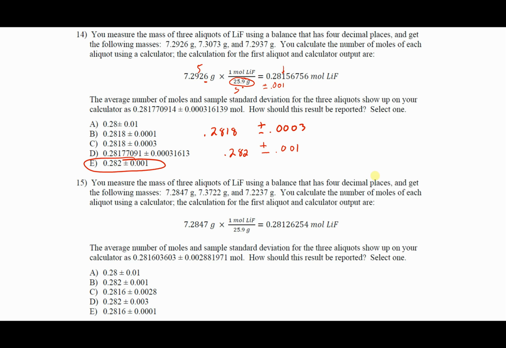You measure the mass of 3 aliquots using this balance, 4 decimal places. You calculate everything very much the same as above. Here you have a new average and standard deviation. Rule 1, plus or minus 0.00, rounded up to 3, so keep 1. Then 0.282 to match. Rule 3, where's my error? 5 sig figs times 3 puts it in the 3rd decimal place, so 0.001. So if 0.001 is my error and my standard deviation is 0.003, standard deviation is bigger, so the number I have then stays as such.